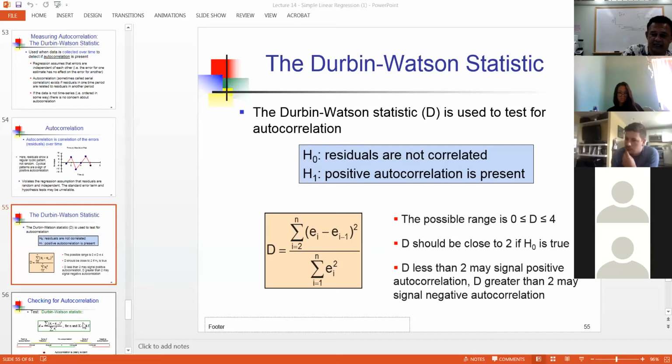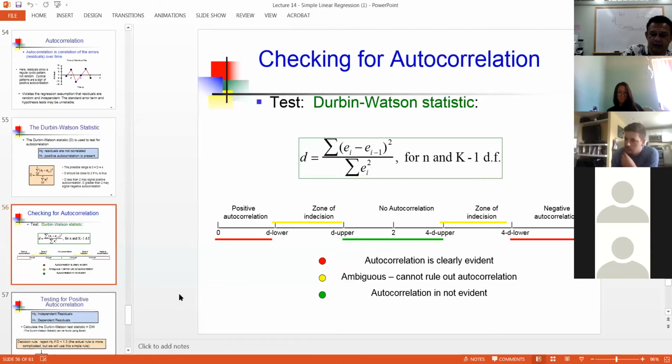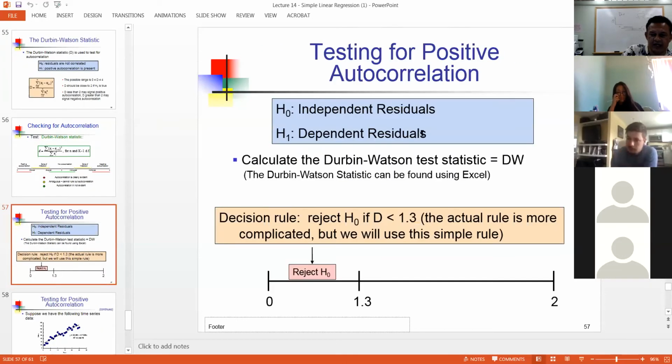So we're looking at our Durbin-Watson, and with our Durbin-Watson, this is how we calculate it. Are we going to calculate it by hand? No. It's going to be calculated for us. And we're looking at it for our autocorrelation, right? And so what we need is above 1.3. It has to be above 1.3.